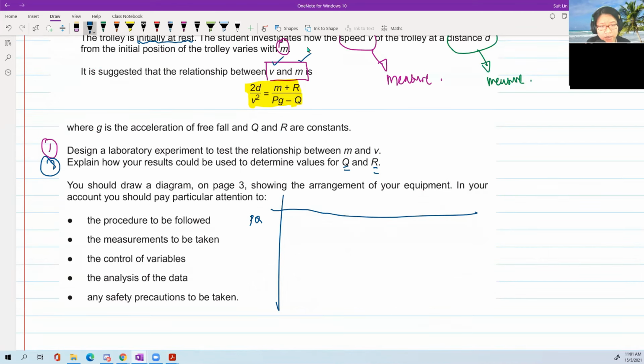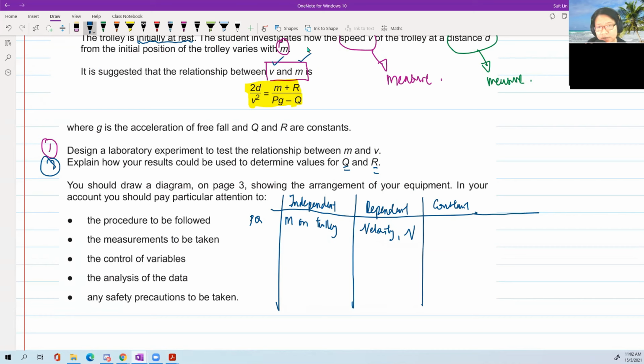The physical quantity. So there's the independent variable, the one that we change, and then we have the dependent variable, the one that we measure, because when you change the mass, you change the velocity. So the independent variable is the mass on the trolley. The dependent variable is the velocity of the trolley, V.